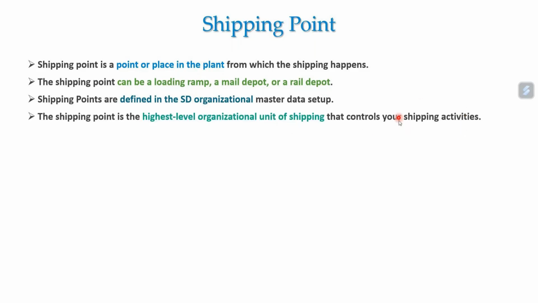And for your shipping activities, this is the highest org level. Shipping point is the highest org level for your shipping activities. So when we make a delivery in the system, the delivery will be made at shipping point level. It is not made at a plant level. The delivery is made at a shipping point level. Okay, so each outbound delivery is processed by exactly one shipping point.